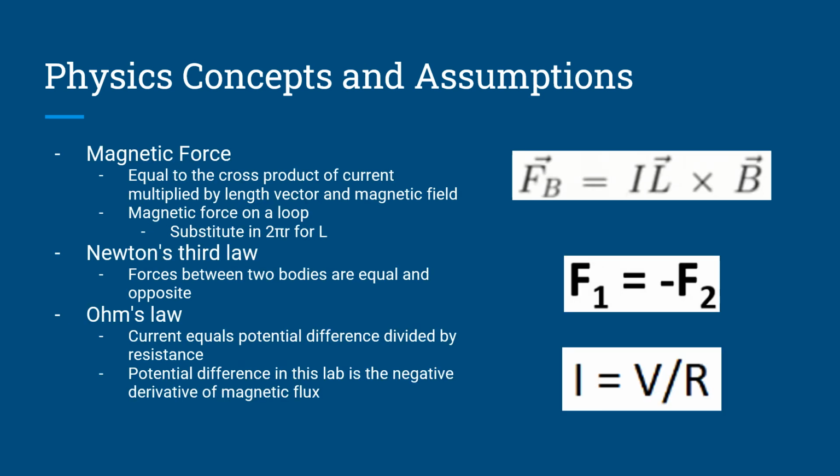This is part 2 of the physics concepts. We have the magnetic force, which is equal to the cross product of the current multiplied by the length vector and the magnetic field. You can substitute in 2 pi r for L because this is a loop. Then Newton's third law: forces between two bodies are equal and opposite in magnitude. Then Ohm's law: current equals potential difference divided by resistance. And potential difference in this lab is the negative derivative of magnetic flux.